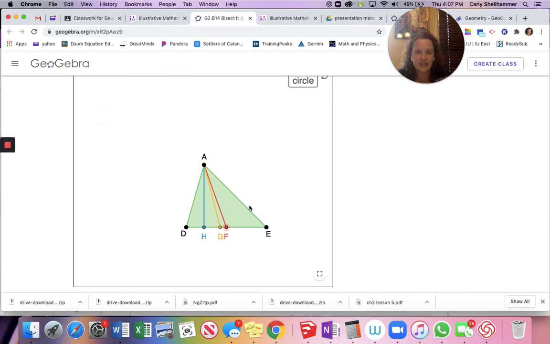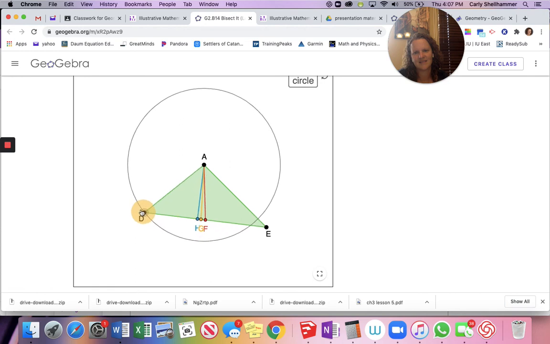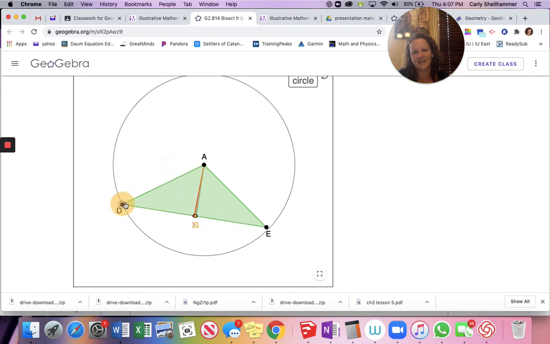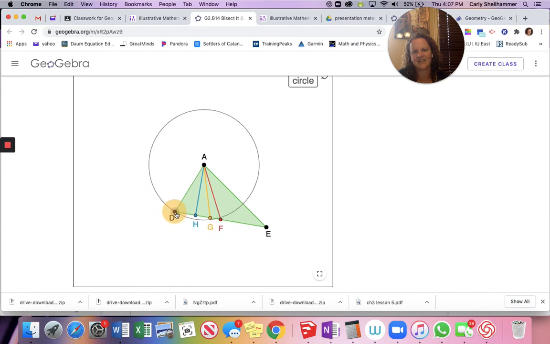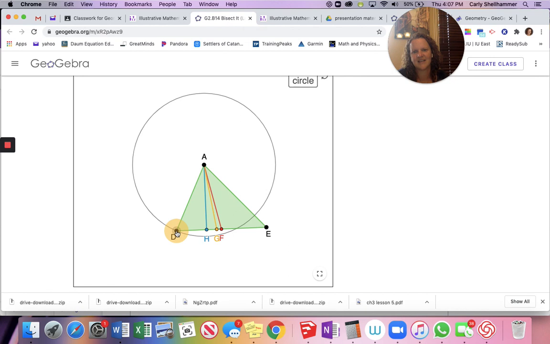Which line is perpendicular to DE? None of them. Okay? That's so cool. Now I'm going to show you the circle. Okay, we're no longer on the circle. If I get them on the circle, then all the lines are together, right? If I take it off the circle, they're not. So AH is still perpendicular to DE, but it's no longer a bisector. And AF is a bisector, but no longer perpendicular. All right, that's cool. Good job.